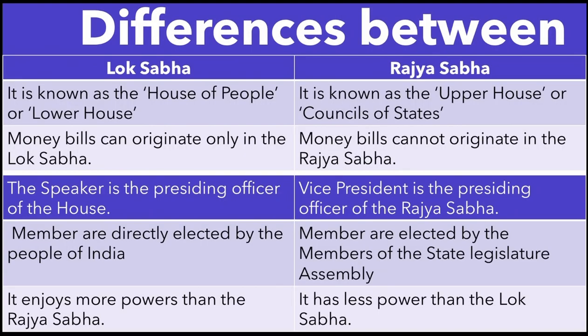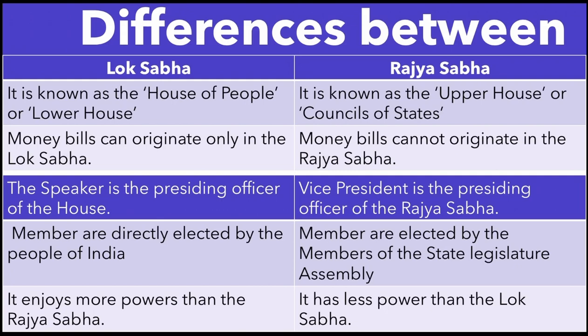Now let us understand the difference between the Lok Sabha and the Rajya Sabha. The Lok Sabha is also known as the House of the People or Lower House, whereas the Rajya Sabha is known as the Upper House or Council of States. Number 2. A money bill can be originated only in the Lok Sabha, whereas a money bill cannot be originated in the Rajya Sabha, which has only advisory power.